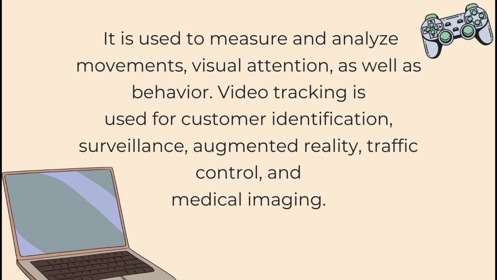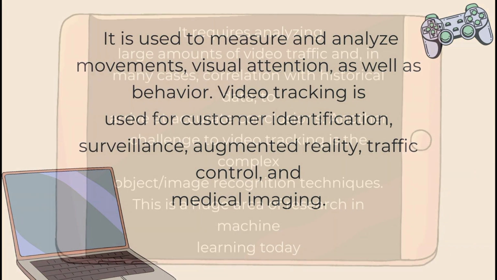Video tracking is used for customer identification, surveillance, augmented reality, traffic control, and medical imaging. It is yet another mechanism to identify and monitor things when sensors or RFID tags are not available. Video tracking may also be used in conjunction with sensors and/or RFID to provide a more comprehensive solution. Unlike pre-installed sensors and RFID tags in things, video tracking can be turned on instantly.